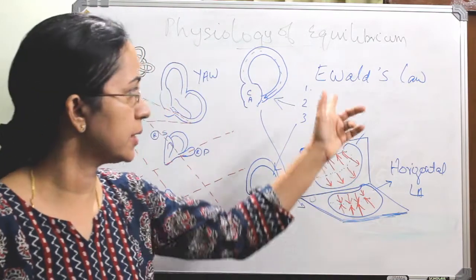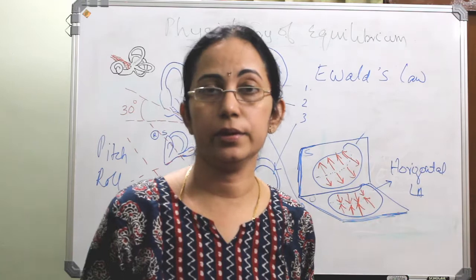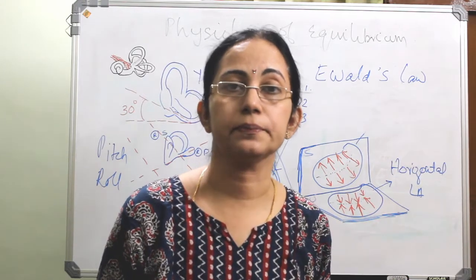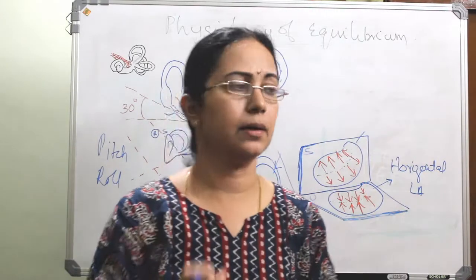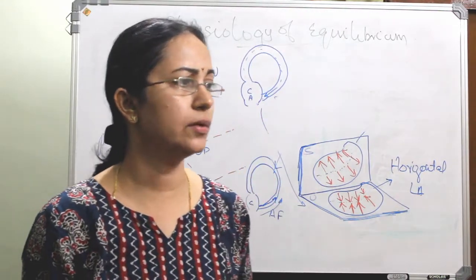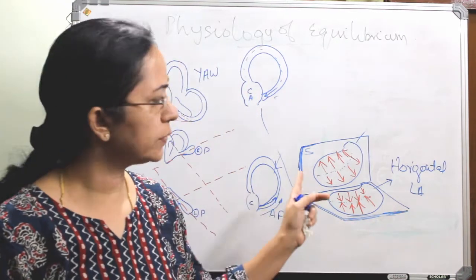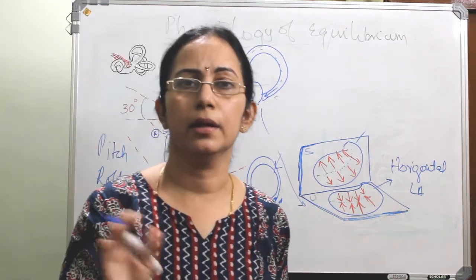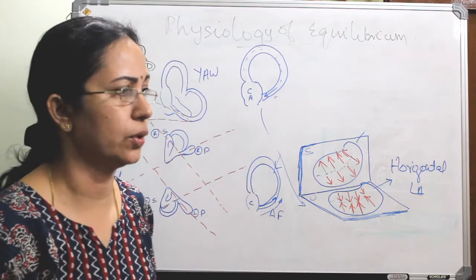Okay, so that is Evald's law. Now the basic concepts are over. And what happens when there is a head movement? When there is movement of the cranium, there will be movement of the sensory epithelium, right? So along with the sensory epithelium, there will be movement of the endolymph, the cupula and the otolith organ, isn't it?